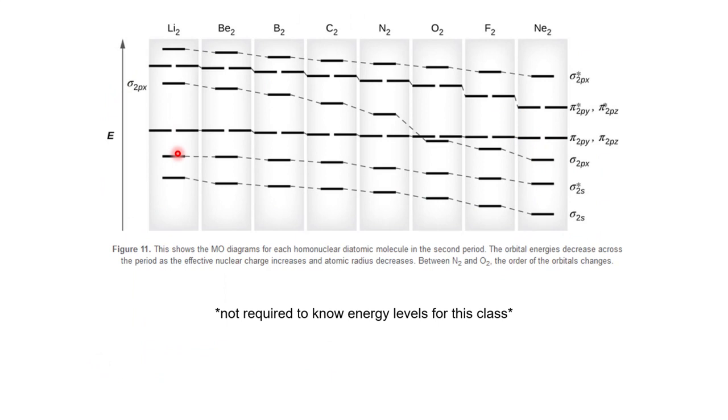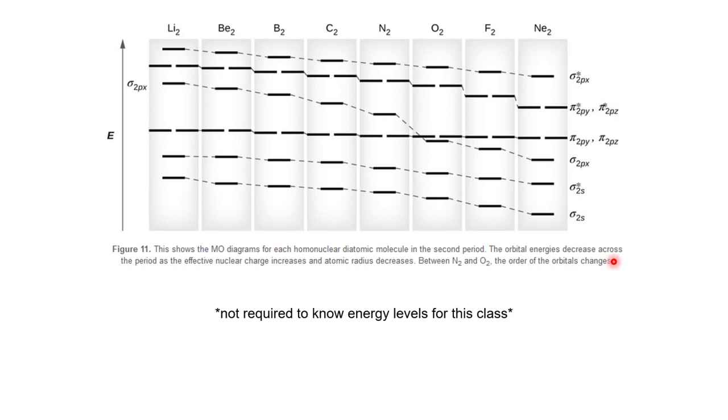Okay, so this shows the energy of the molecular orbital diagrams for diatomic molecules. Do not memorize this. This is not important. You don't need to know this. What I want you to see is that there is some variation. Okay, so you can kind of see that between nitrogen and oxygen, the order of the orbitals changes. You don't need to memorize this at all. Okay, that is not important.